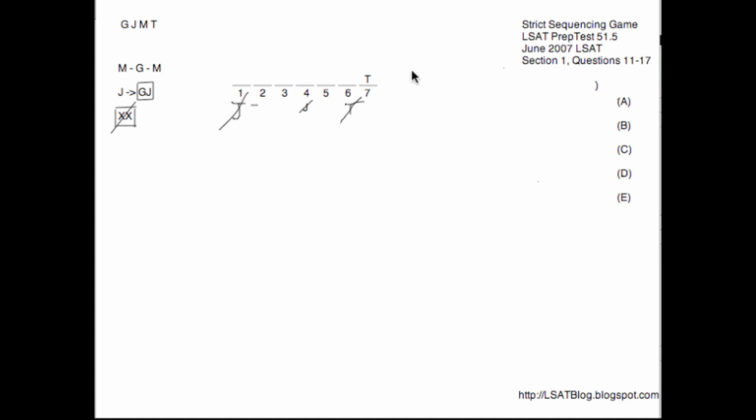And this right here serves as our general initial setup for the game. Of course, we'll be doing a lot more work over the course of the game as we get into specific questions. Now that we've done the initial setup here, let's take a look at the questions.